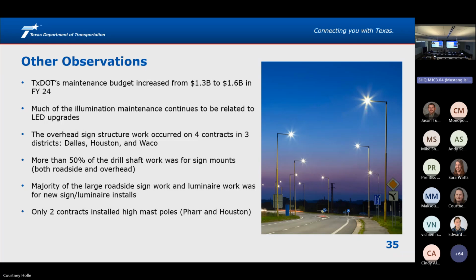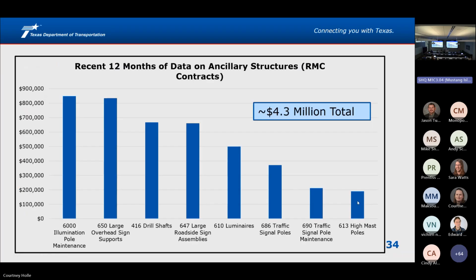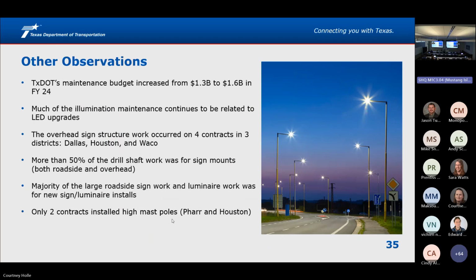And then when it came to the high mast poles, again, I'll go back real quick. We don't have a ton of cost there, something like $200,000, very minimal. Even that was only on 2 different contracts, only a couple of instances where we installed high mast poles on routine maintenance contracts. Probably at this point, 98% of that kind of work is happening on a roadway construction contract.